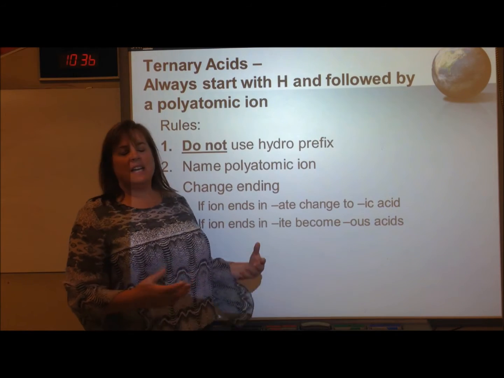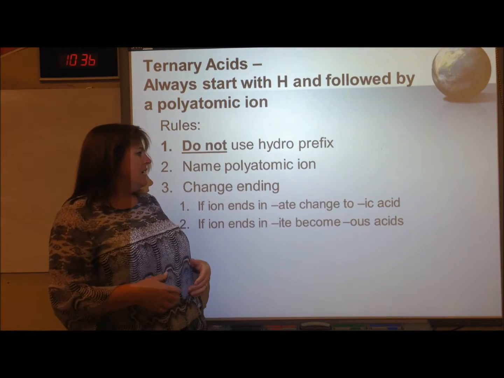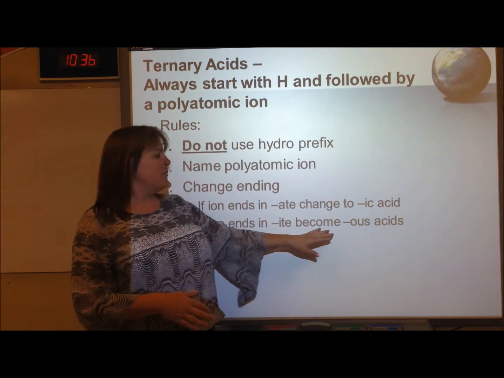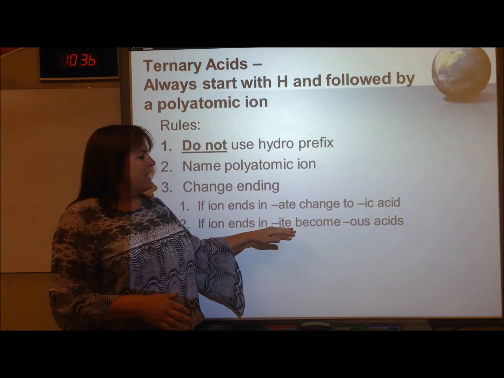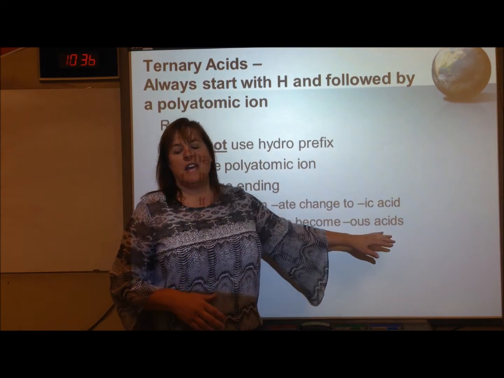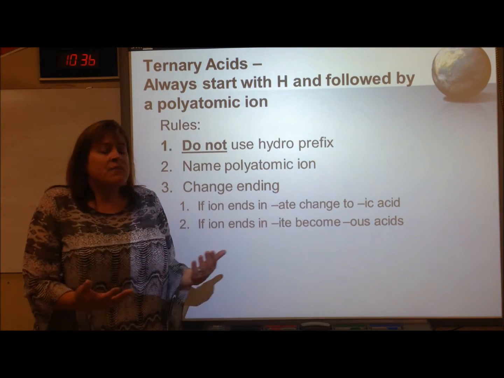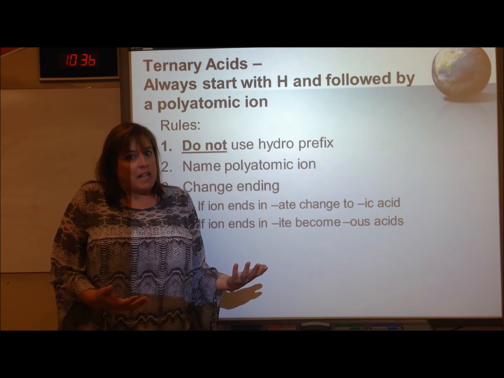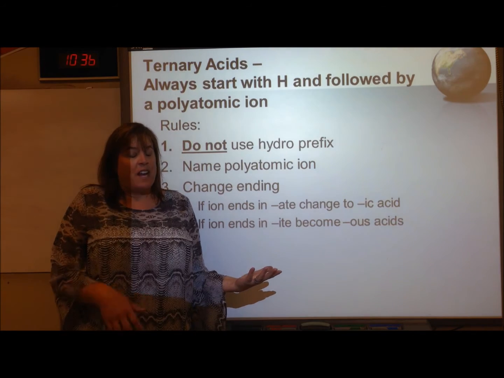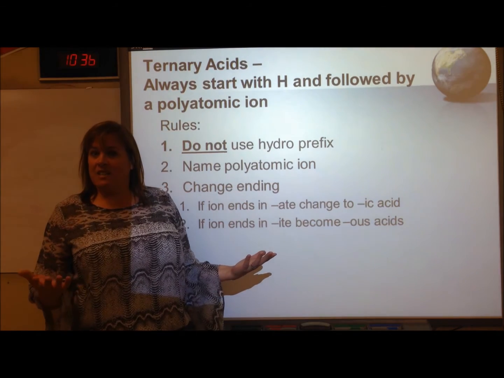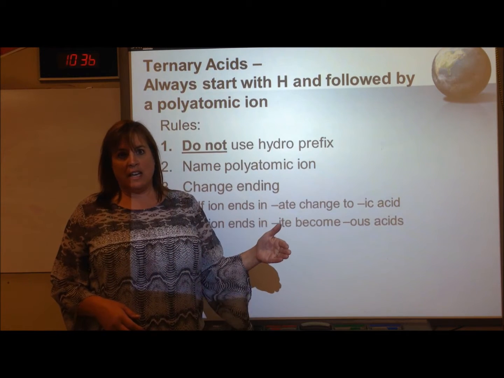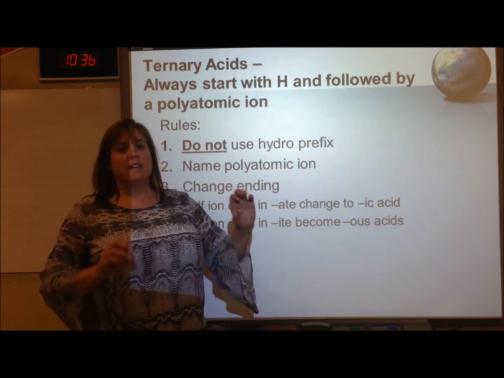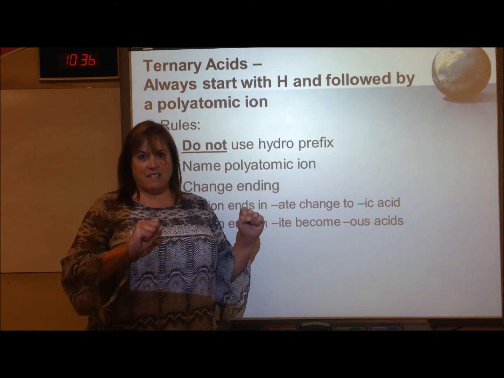But if it's an ite, like sulfite or chlorite, the ending becomes -ous. So instead of being chlorite, it's chlorous acid. So you have to make sure you can recognize a polyatomic that's an ate, like sulfate, or a polyatomic that's an ite, like sulfite, because how we change the ending is different. So ate goes to ic, ite goes to -ous, and always end with acid.